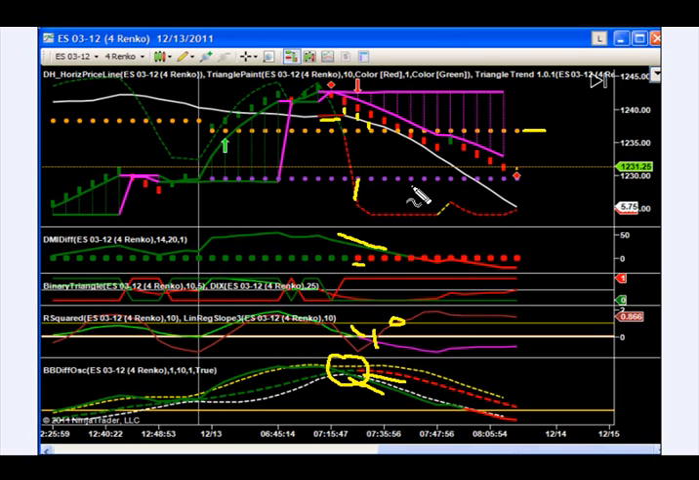So it was a profitable morning and the second very good day to start the week. So there was a total of 14 points profit this morning.